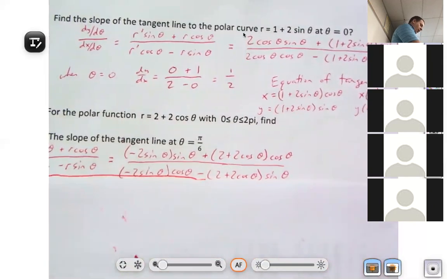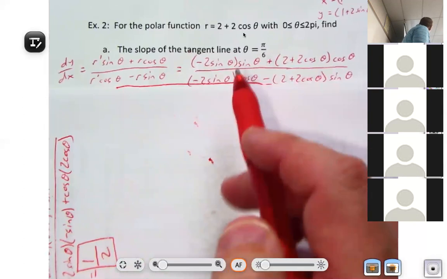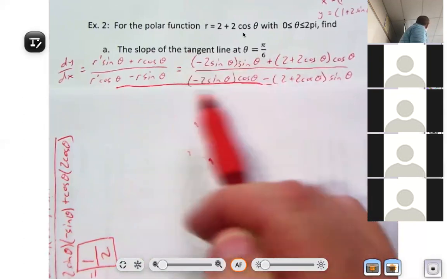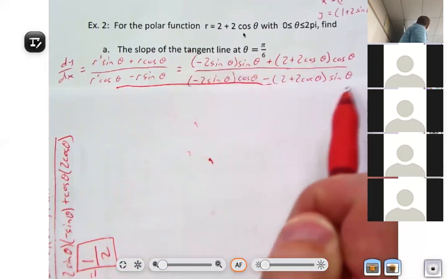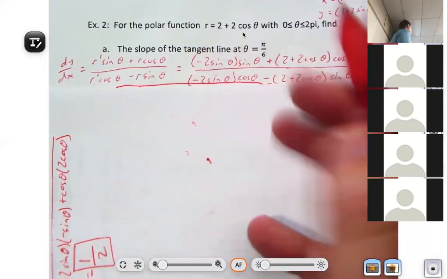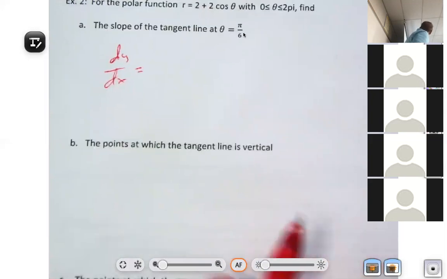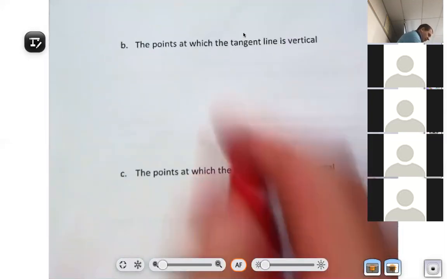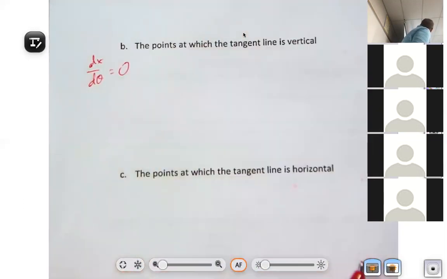So if I want to figure out where the tangent line is vertical, then that's where dx d theta, the bottom of this, is going to equal 0. So if they're asking for vertical tangent lines, set your denominator of your derivative equal to 0. Horizontal tangent lines, set your numerator equal to 0. So we are going to have some trig functions to solve. This is right up Mr. Porter's alley. So for the ones that are vertical, we're going to set dx d theta equal to 0. We're going to solve that.